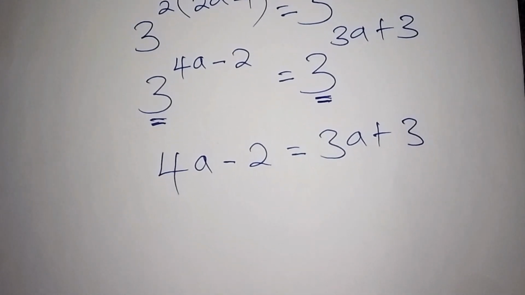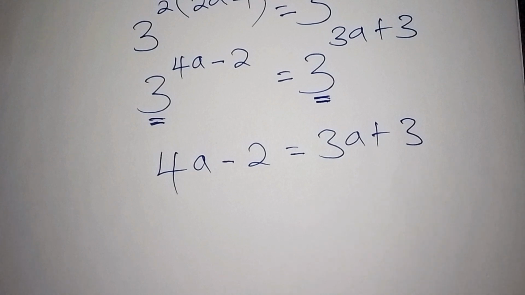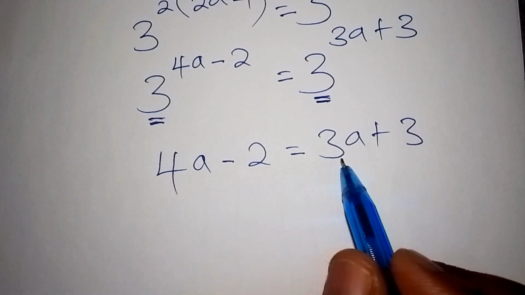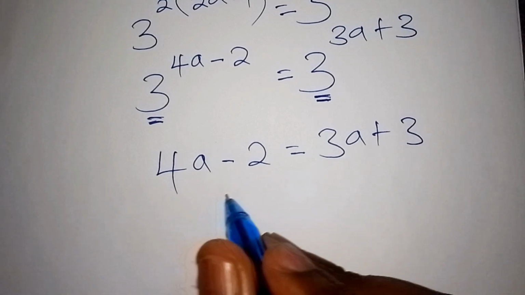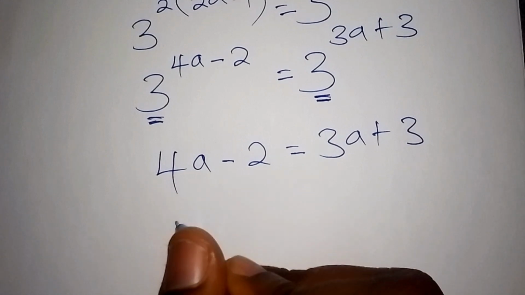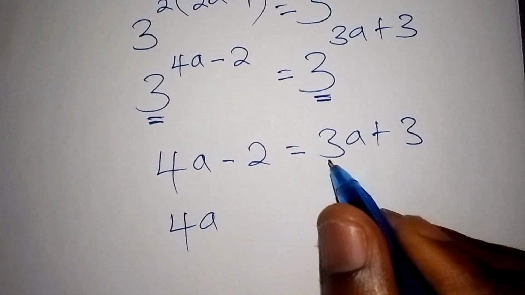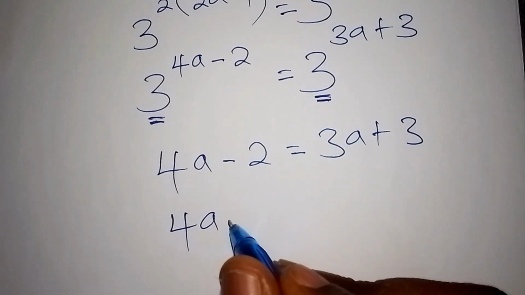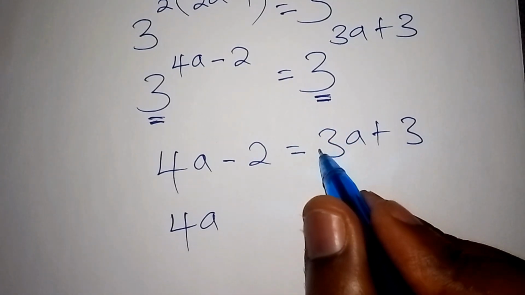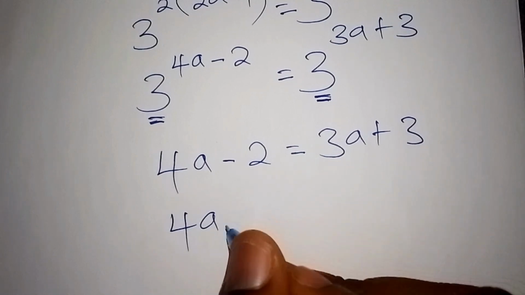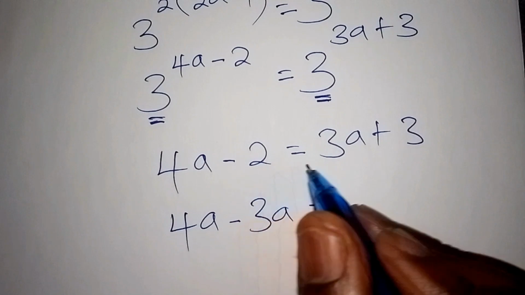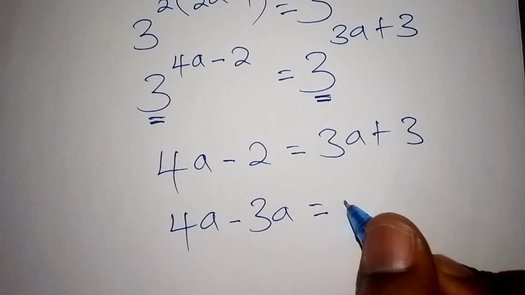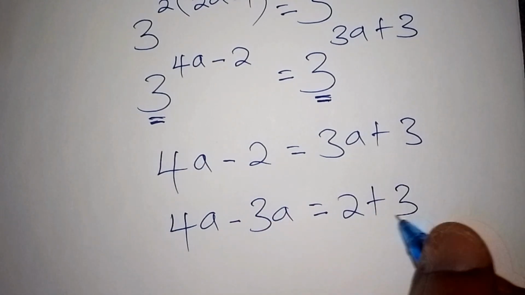In that case, we shall choose the a's. The a's are the unknowns, that is 4a and 3a, so we put them together. Now 4a, when we bring 3a to this other end, remember it is a positive 3a here, so when you cross the equal sign, it will be minus 3a. Here is minus 2, and when you cross the equal sign, it will come plus 2. Now we shall have 2 plus 3.